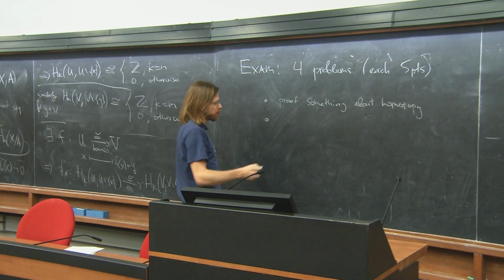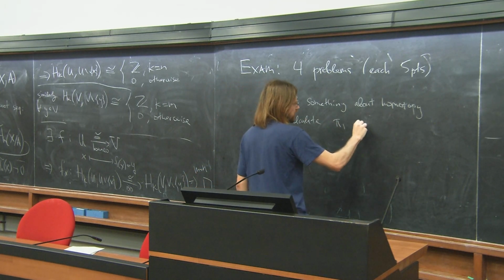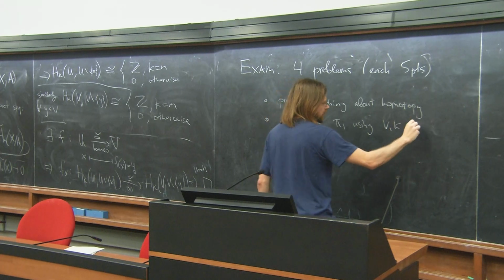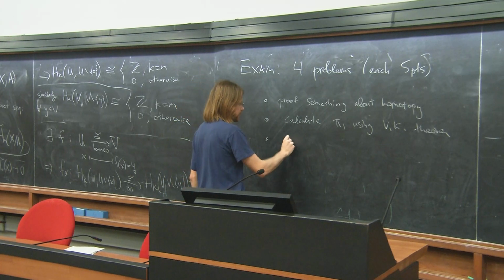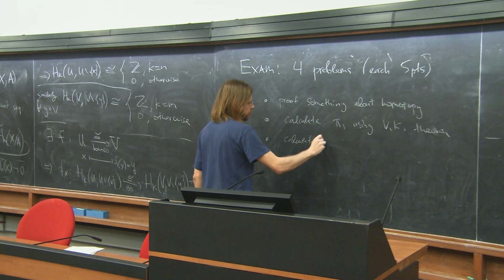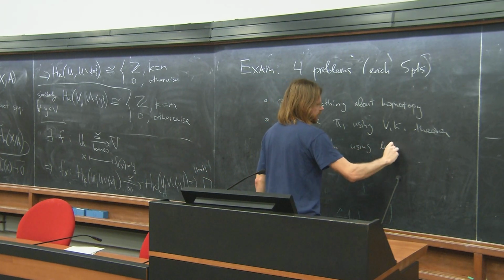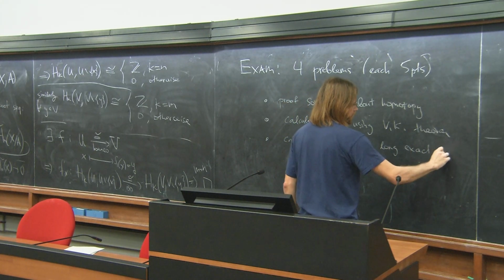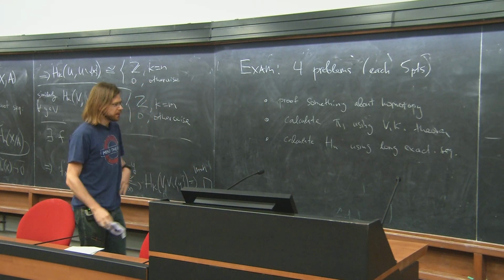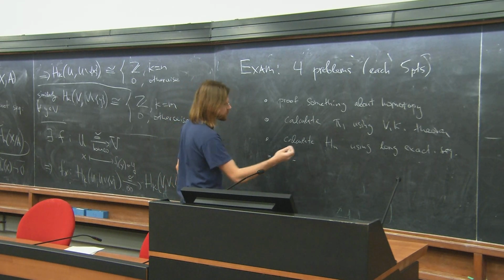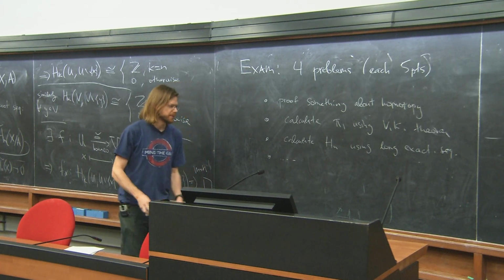Then there will most likely be a problem to calculate pi1 using the Seifert-van Kampen theorem. And then there will most likely be a problem to calculate some homology groups using a long exact sequence, for example, calculate some relative homology groups. Yeah, but of course, I haven't decided yet what you will have. This is most likely what you have, but there will be something else.